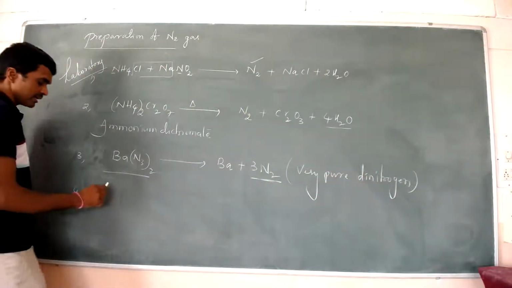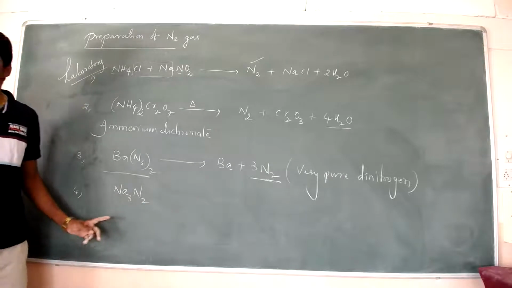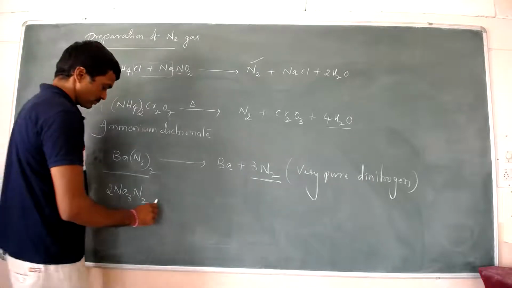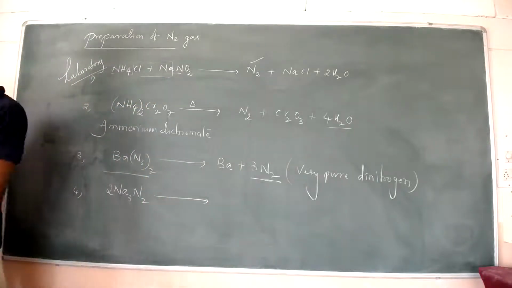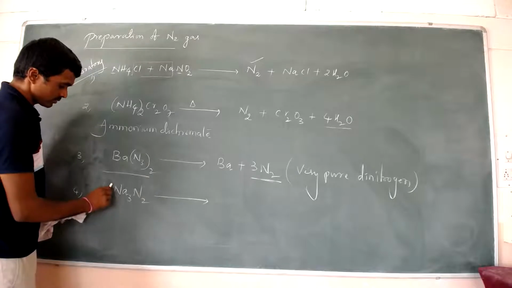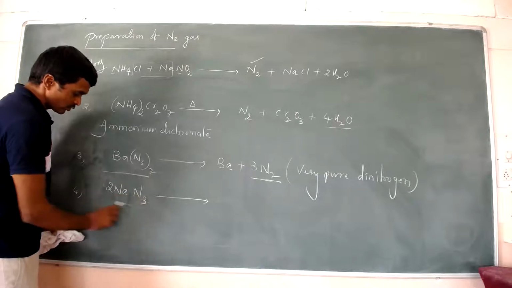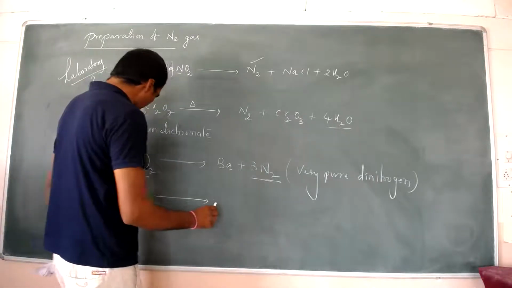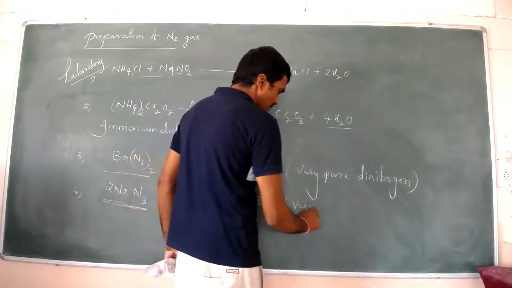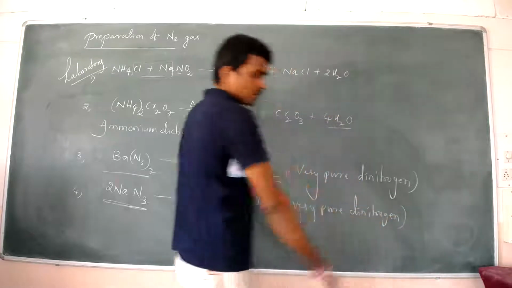From sodium azide, NaN3, also we can prepare dinitrogen. Sodium azide gives 2 Na plus 3N2. In this process also we can prepare very pure dinitrogen.